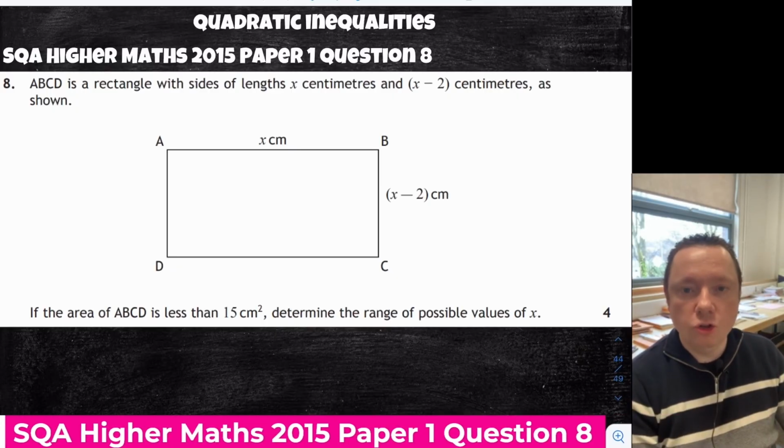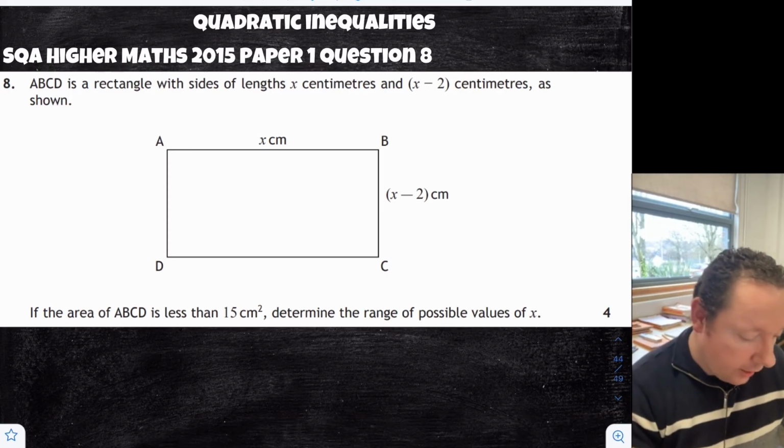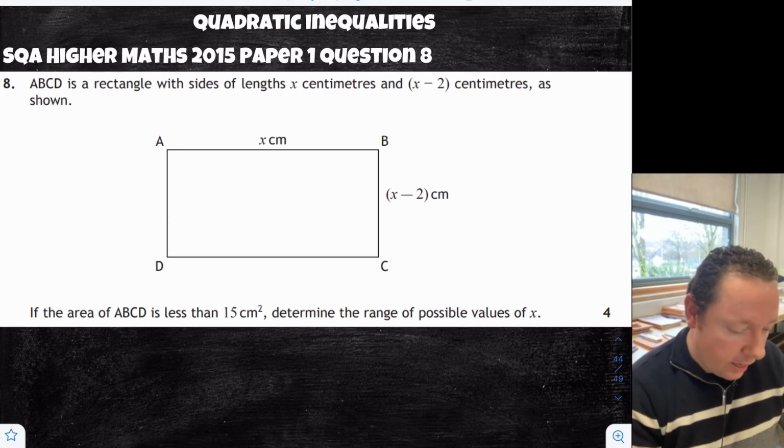You're looking at quadratic inequalities, SQA Higher Maths 2015, Paper 1, Question 8. ABCD is a rectangle with lengths x and x minus 2 as shown. If the area is less than 15, determine the range of values of x.